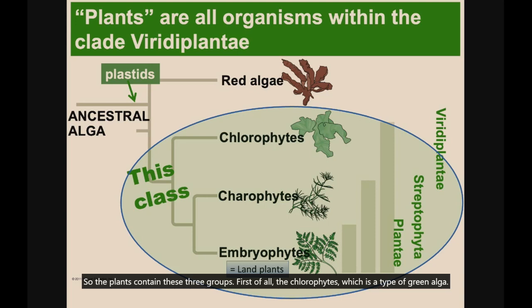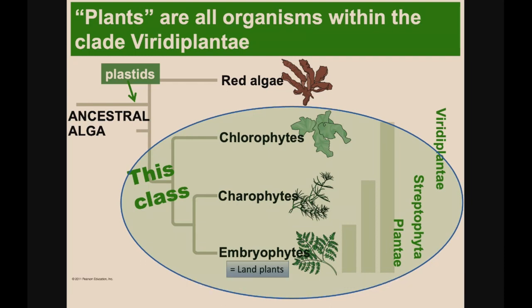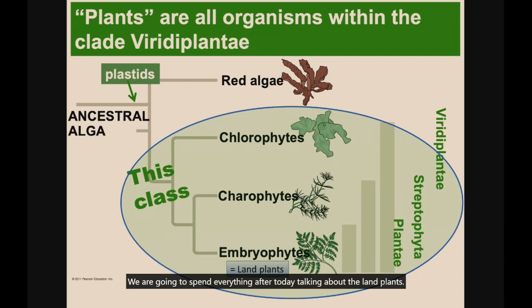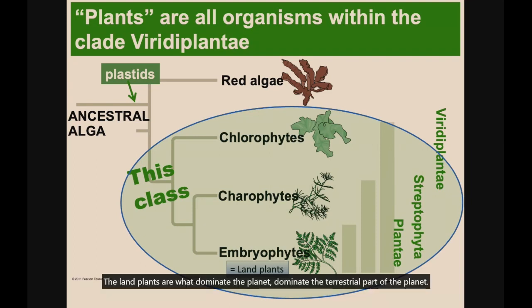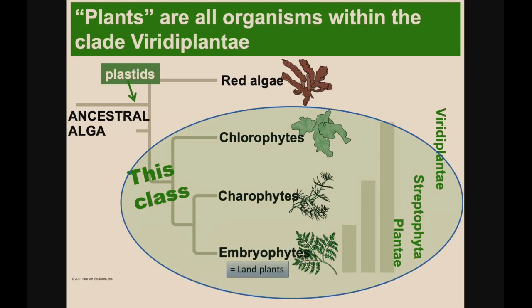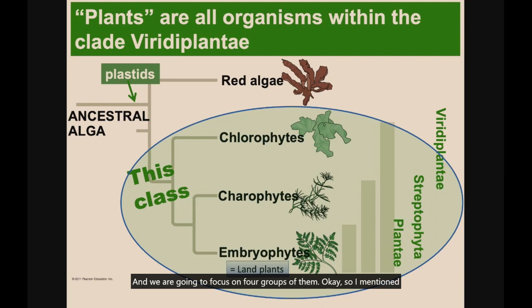So the plants contain these three groups. First of all, the chlorophytes, which is a type of green alga. Second of all, the charophytes, which is a type of green alga. And third of all, the embryophytes, or the land plants. We are going to spend everything after today talking about the land plants. We're not going to talk about the charophytes or chlorophytes any further after today. The land plants are what dominate the terrestrial part of the planet, and we are going to focus on 4 groups of them.